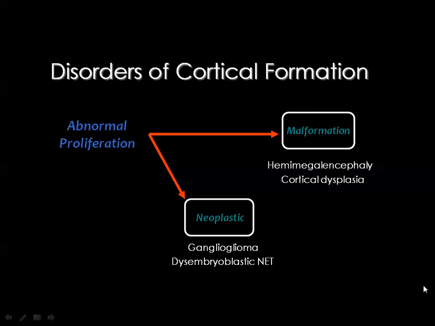Starting first with the stage of proliferation. Whenever there is an insult that has resulted in abnormal proliferation in the subependymal cells, this will result in an abnormal size of the affected brain tissue, and you get two very well-known diseases, which are hemimegalencephaly and cortical dysplasia. Then also congenital tumors may result from increased proliferation of the cells, and these include the ganglioglioma and the dysembryoplastic neuroepithelial tumor.